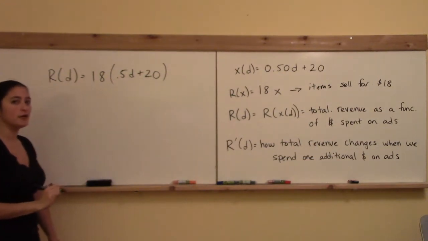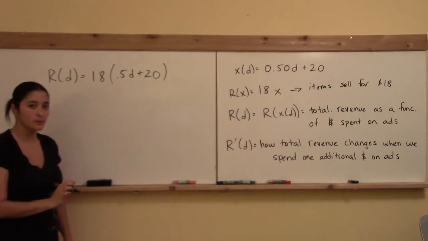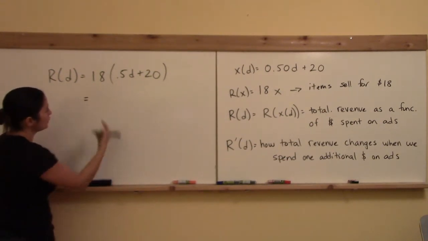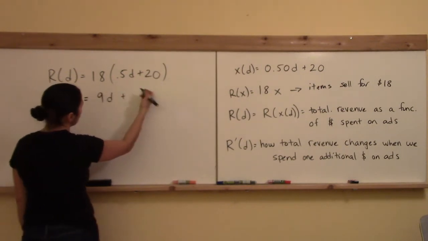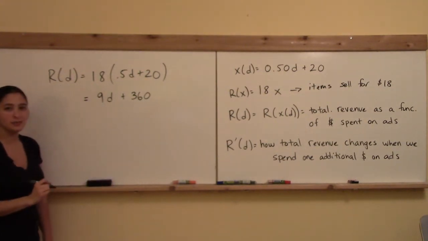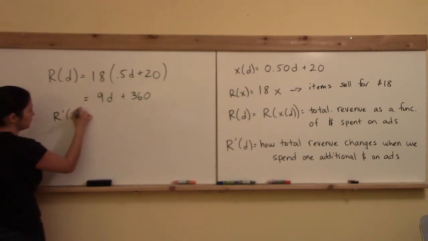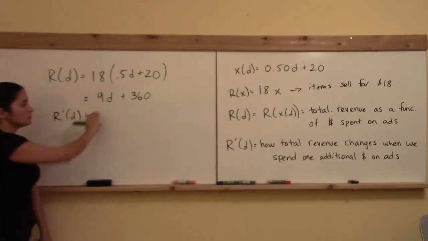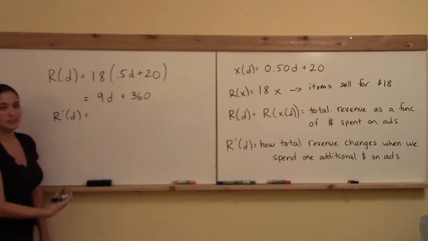But don't stop there. If you see some places where you could easily simplify, be my guest, simplify it, because that will make the rest of the things easier. Okay, so 18 times 0.5 is 9, so that's really 9D, and 18 times 20, that's 360, so really we have 9D plus 360, right? And from there we can actually just take the derivative, but I will do it again using the chain rule as well.